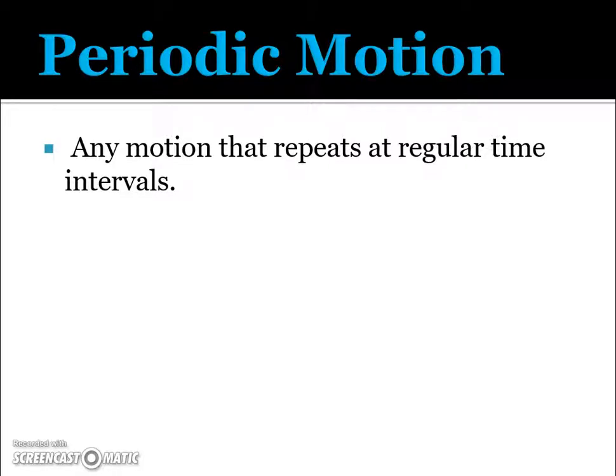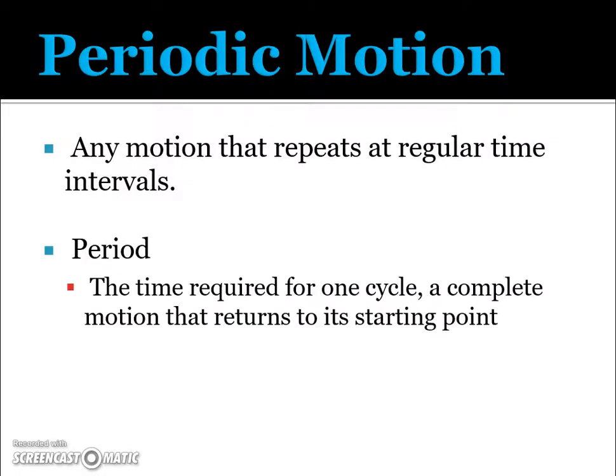And when you have a motion that is repetitive, you also have what's known as the time period. That's the amount of time required for one complete cycle before that object or that motion returns to its starting point. So for example, if you make a mark on your bicycle tire, the time it takes for that to make one complete cycle back to its original position is the period. And of course, because period is time, it is measured in seconds.